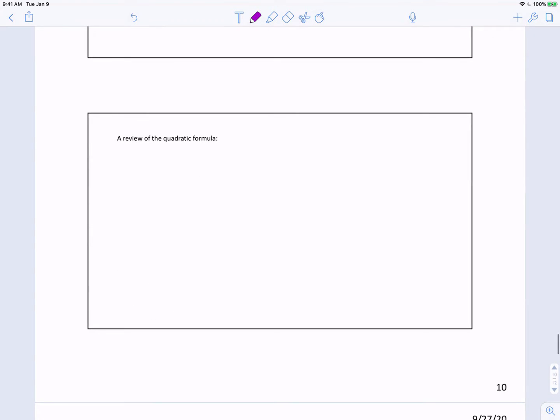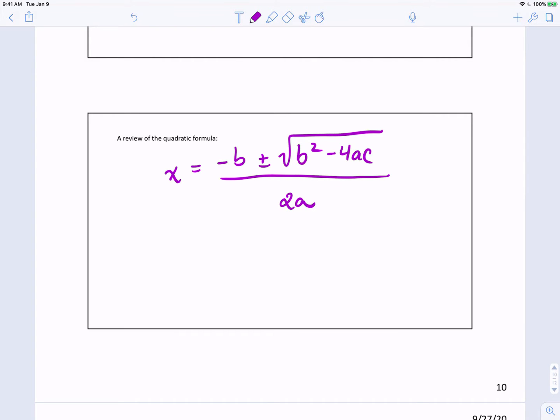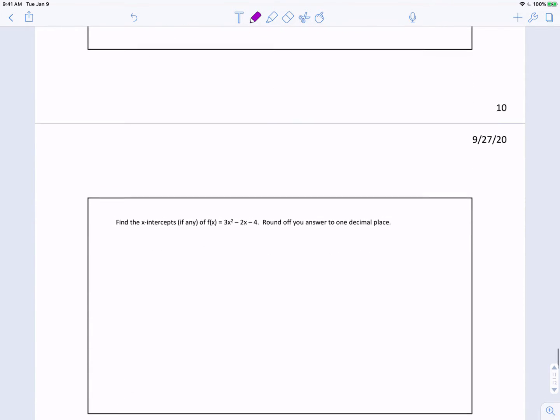Finally, we're going to review the quadratic formula. So here's the quadratic formula. x is equal to the opposite of b plus or minus the square root of b squared minus 4ac, all divided by 2a. And what the quadratic formula does for us is solve for the value of x where the function is equal to 0. In other words, it helps us find the x-intercepts, because the x-intercepts are the values of x for which the function value is equal to 0.